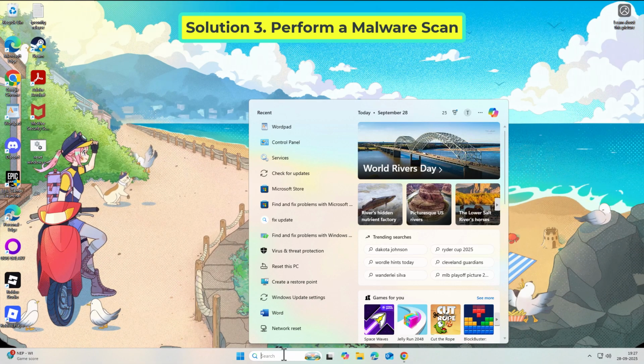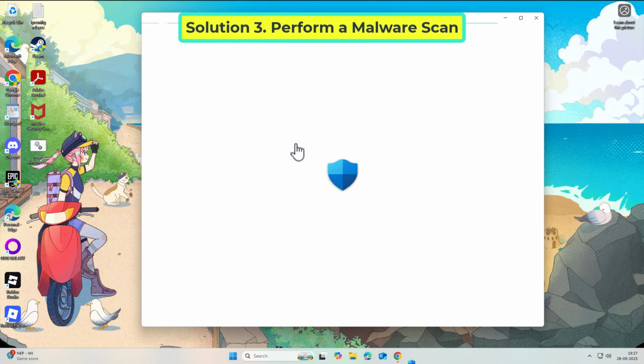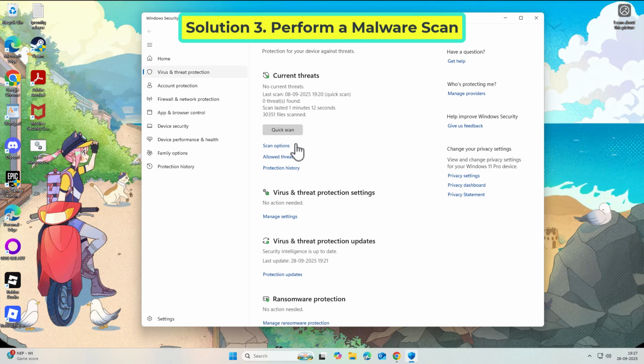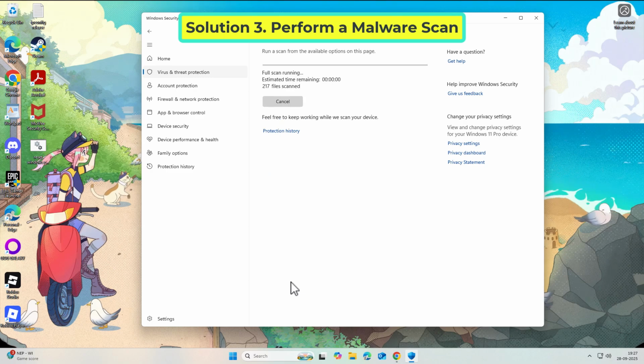Solution 3. Perform a malware scan. It is possible that a malware infection may be the cause of imm32.dll missing or not found in Windows. It is important to run a comprehensive security scan to rule out this possibility and ensure that the computer is not infected.